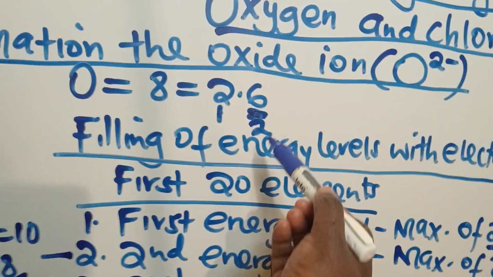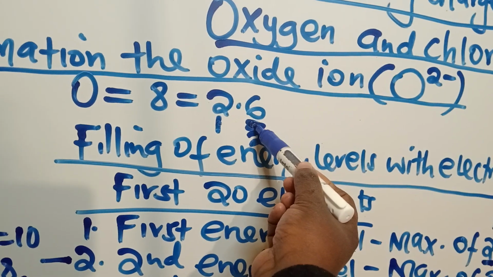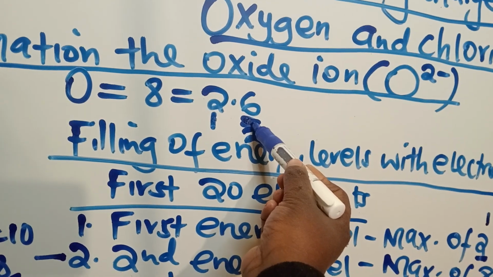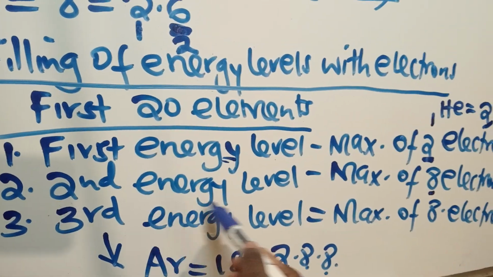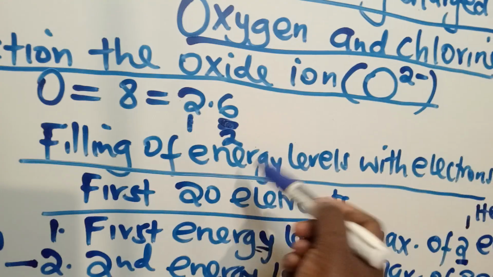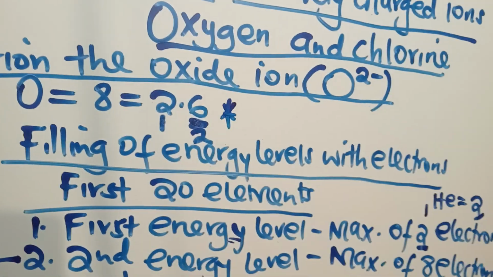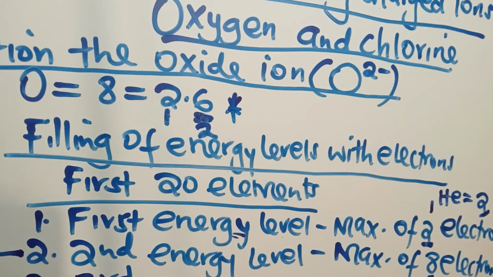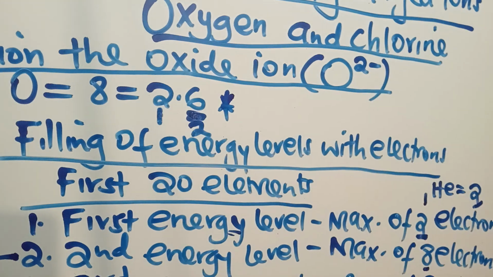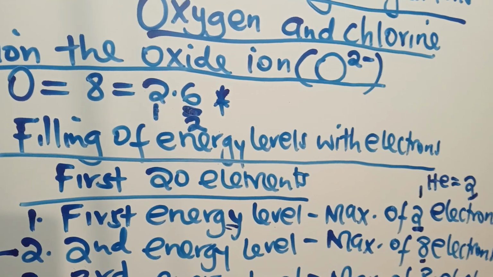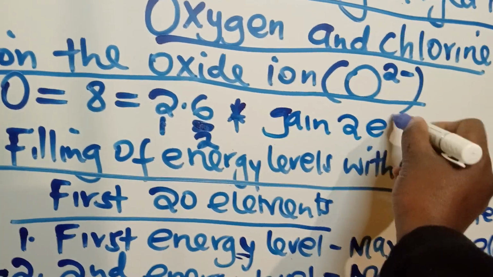So look at oxygen here. It has 2.6. So meaning the second energy level is not yet full, because it has not fulfilled the second rule of the second energy level, how it's supposed to be. So oxygen must do something so as to become stable, because something is missing. So how many electrons is oxygen supposed to gain so as to fulfill that rule? It is supposed to gain 2 electrons.